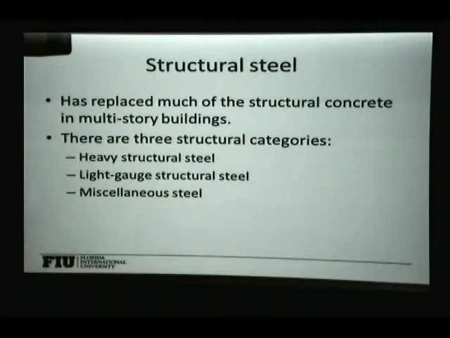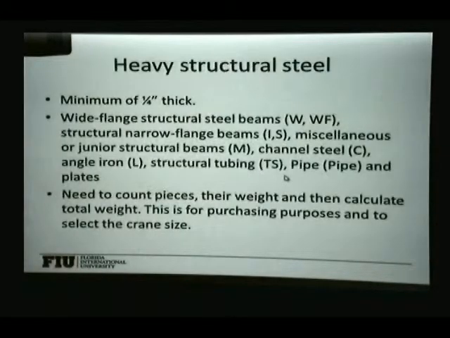When it comes to structural steel, we have basically 3 types. We have heavy structural steel, the ones that you see around the building to support the structure. We have light gauge structural steel. This is commonly used inside to do the partitions. It's a small C-shape type of structure that goes inside the walls to support the drywall.